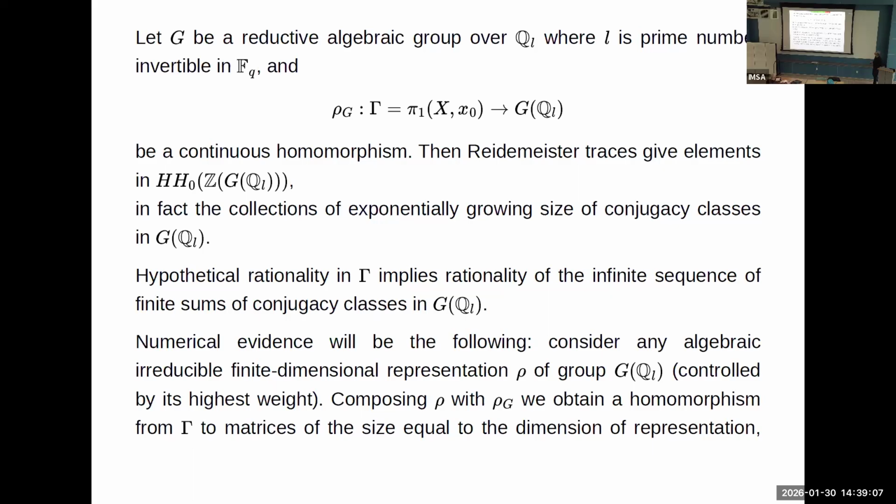And you can imagine getting some reductive algebraic group over l-adic numbers, where l is some other prime number. And you get a representation to the group of points of this reductive group. And then we get a sequence of elements in zero Hochschild homology of this group. It will be an exponentially growing collection of conjugacy classes, like in topology.